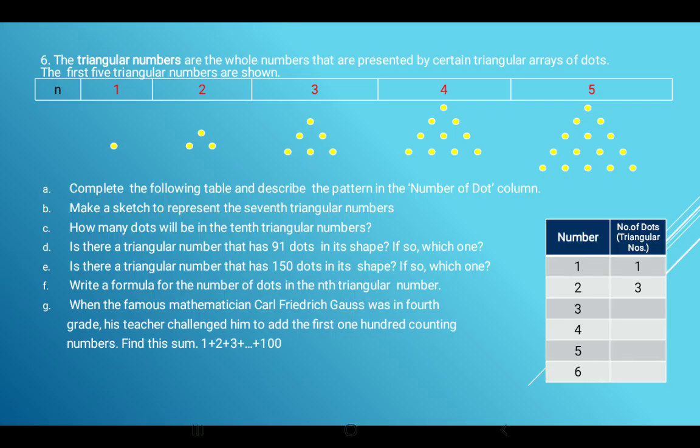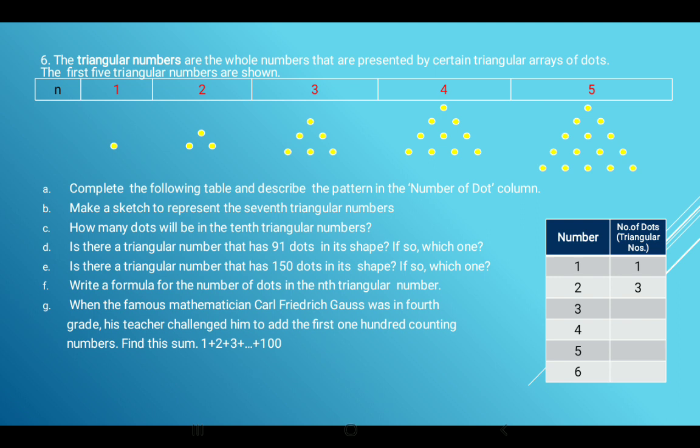So here's the question. Triangular numbers are the whole numbers that are represented by certain triangular arrays of dots. The first 5 triangular numbers are shown. So nakikita naman po natin yung first 5 triangular numbers at saka yung kanilang representation. So we have 7 sub questions.